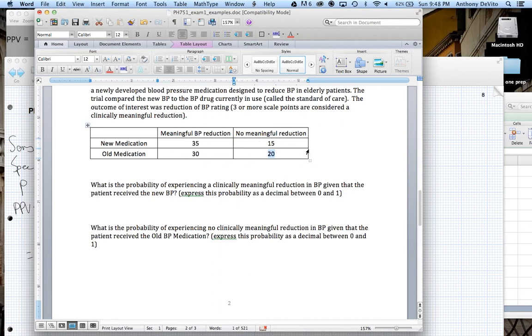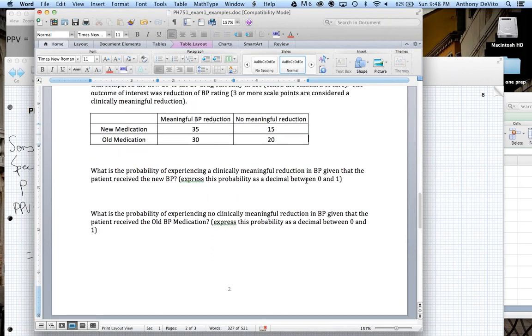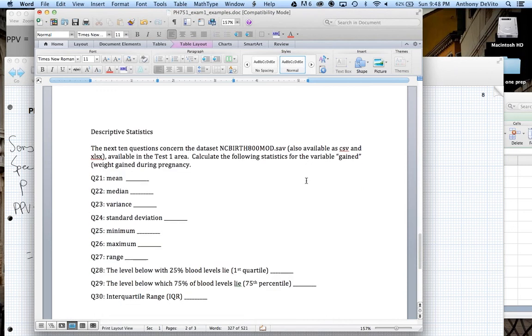That had many more boxes, so we had a little bit more flexibility in terms of asking questions that were relevant, that were kind of conditional probabilities. So you might see something simple like this, or you might see something a little more complicated like that.